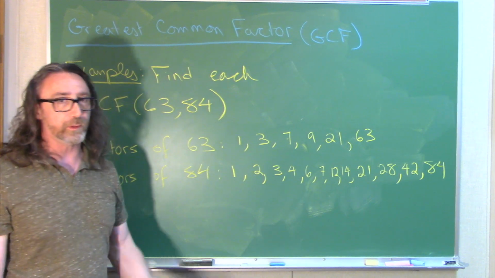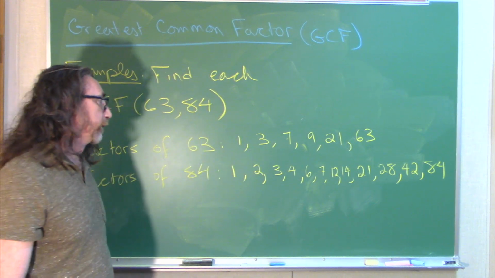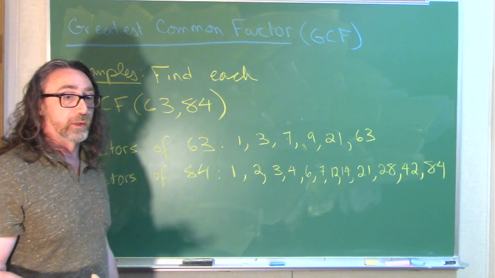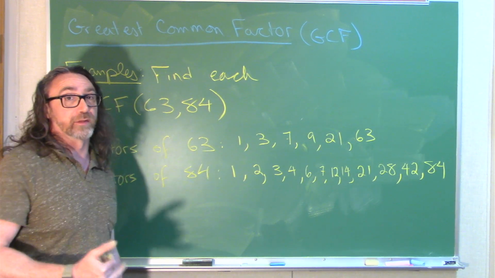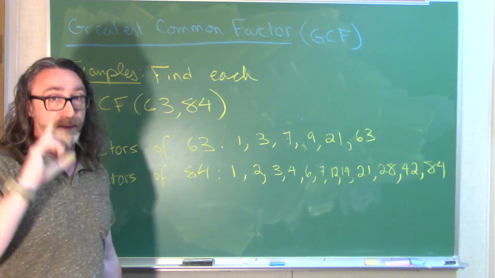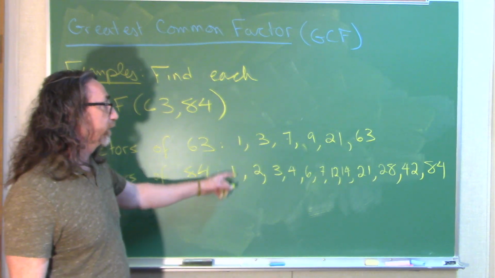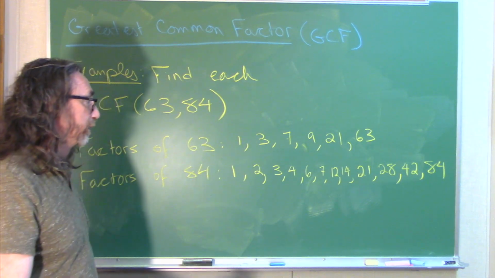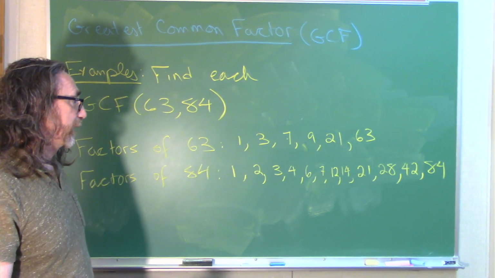Okay, so we've got the factors. Once again, we see that 1 is on both lists. Okay, 1 will always be on both lists. 1 is a factor of everything. 1 divides into every number evenly. So there's always going to be something that is in common. The question is, is there anything bigger than 1 that we have in common?